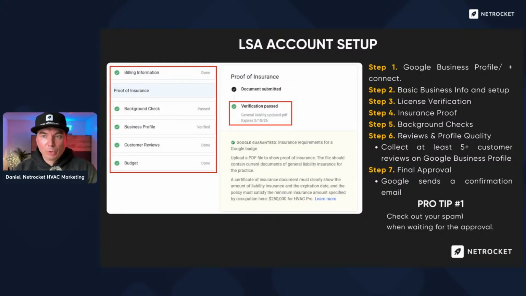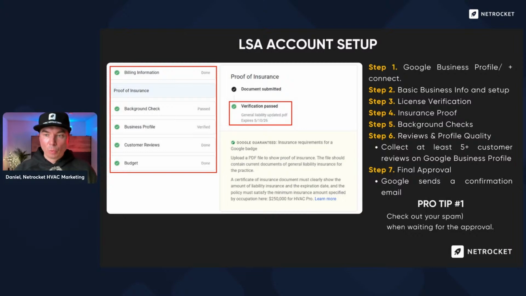And what about reviews on your business profile? Even if you're starting a new location or if it's just a startup and this is totally a new business, you need to have at least 5 customer reviews on your Google business profile. And then it goes to final approval from the Google team, and Google sends the confirmation email.